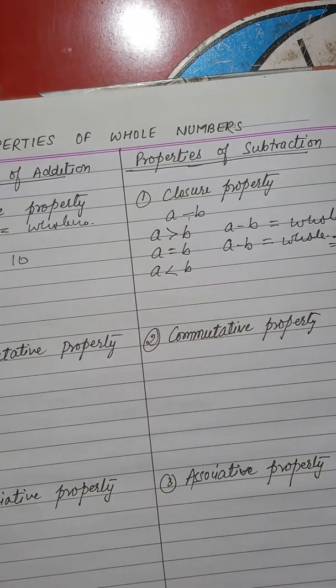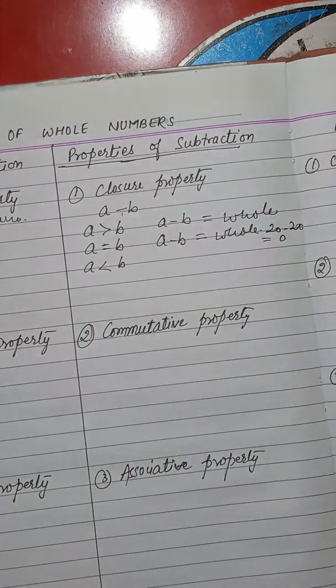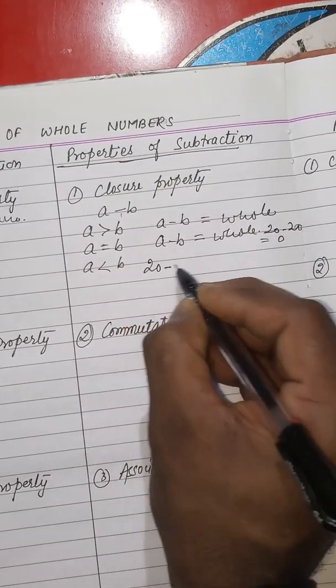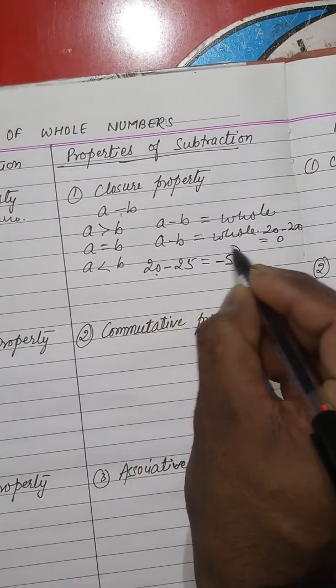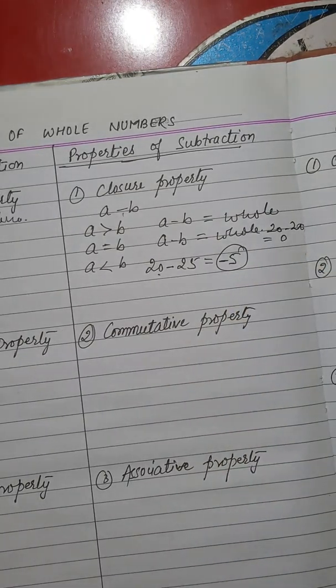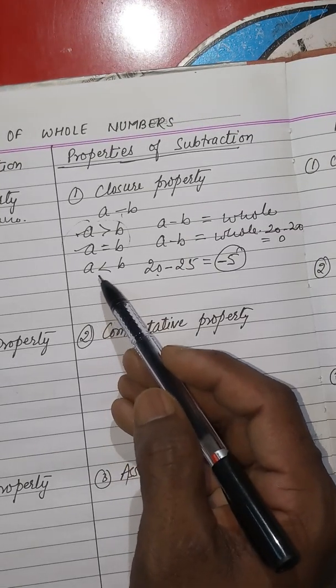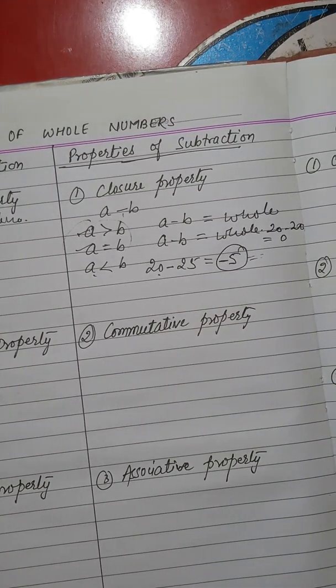In the third condition, if A is smaller than B, for example 20 minus 25, we get minus 5, and minus 5 is not a whole number, it is an integer. So the closure property is followed in the first two cases, but in the third case, in which A is smaller than B, this property is not followed.